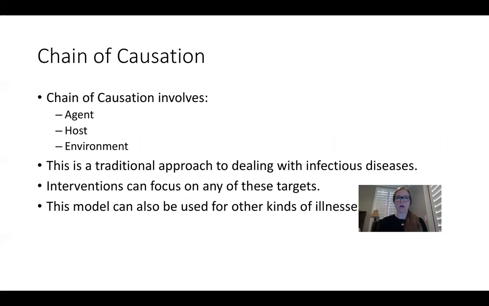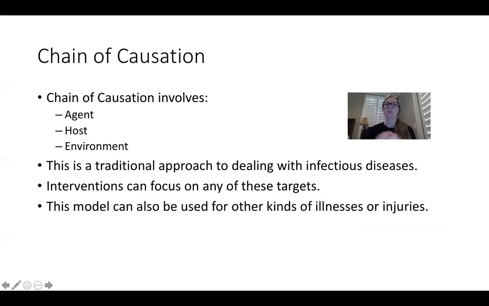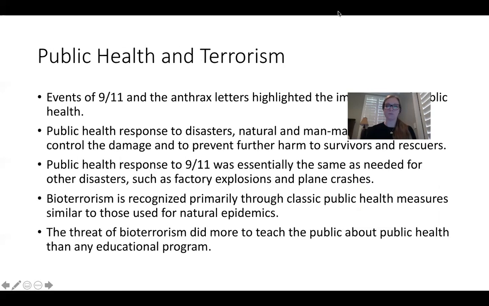All right, chain of causation, okay, how this happens: agent, host, environment, how diseases come about, traditional approaches to dealing with infectious diseases, interventions, and how it can focus on different targets, okay? This model can also be used for other kinds of illnesses and injuries, okay?